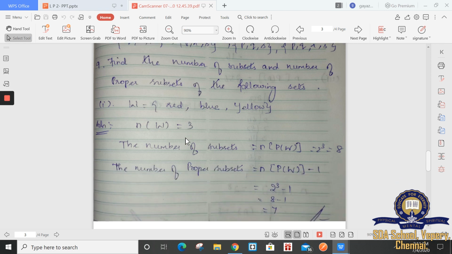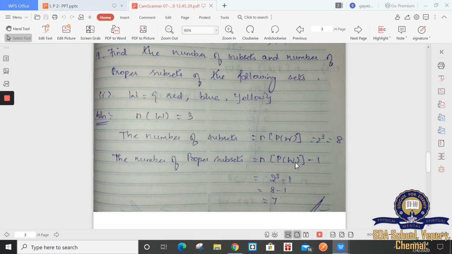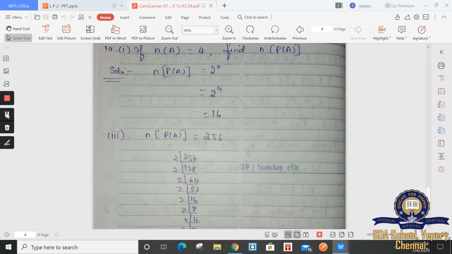Next question, ninth sum. We have to find the number of subsets and the number of proper subsets. My formula is very simple. What is the first question? W is equal to red, blue, and yellow. First, let me find the cardinality of this set. It is 3, right? There are 3 elements. The number of subsets, what is the formula? n of P of W is 2 cubed, which is 8. Whereas the number of proper subsets, what is the formula? n of P of W minus 1, which is 2 power 3 minus 1, 8 minus 1, which is 7.